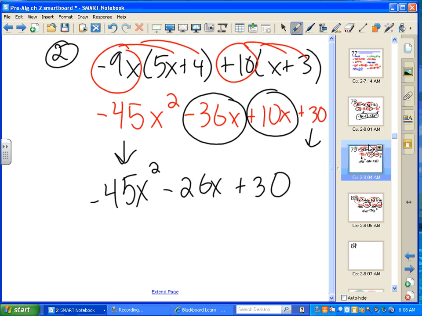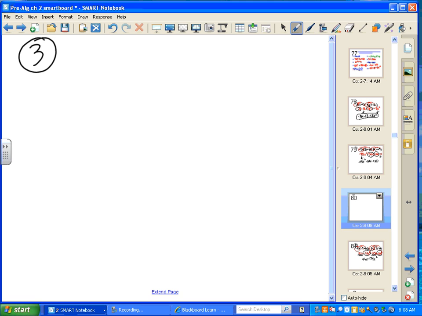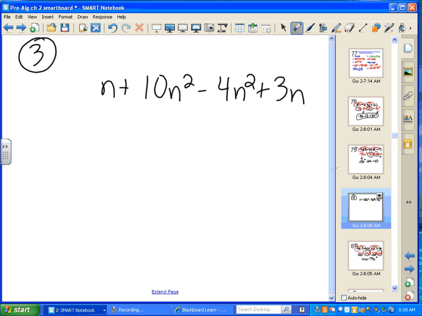How do you do number 3? Okay. Tell me what you got after you distributed. That's why. Stop right there. What's 1n times 10n? It should be plus 10n squared minus 4n squared plus 3n. Okay? You'll be fine. We're going to do another assignment with that tonight.